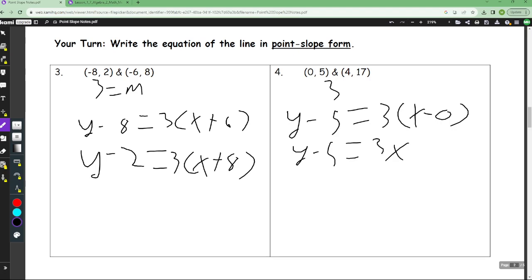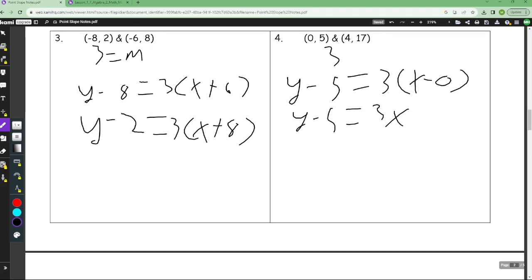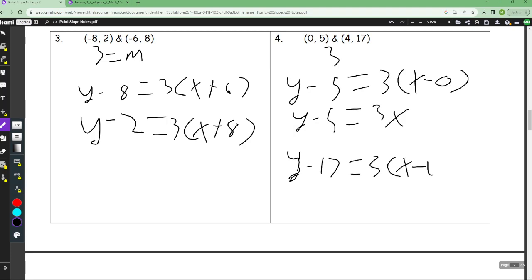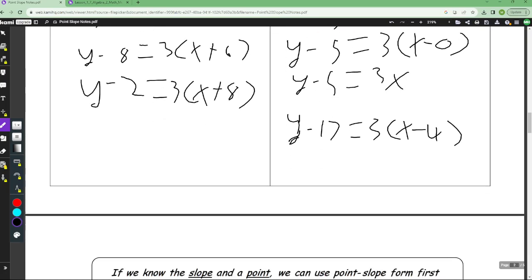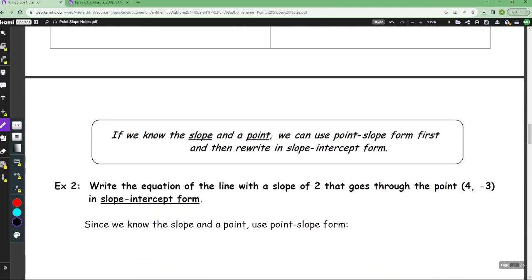And yes, you can change this into slope-intercept. Then the other pair would be y minus 17 equals 3 times the quantity of x minus 4. So if we know the slope and a point, we can use the point-slope form first and then rewrite it in slope-intercept form.